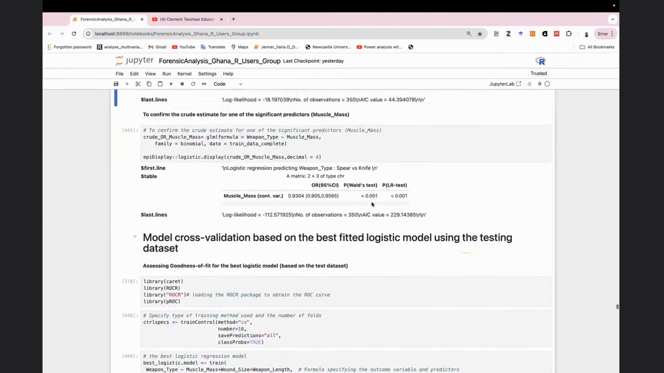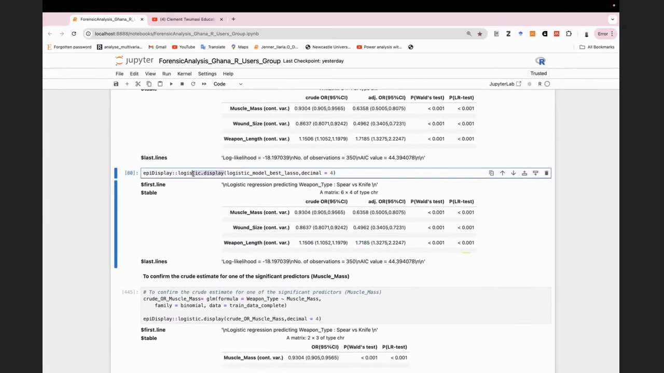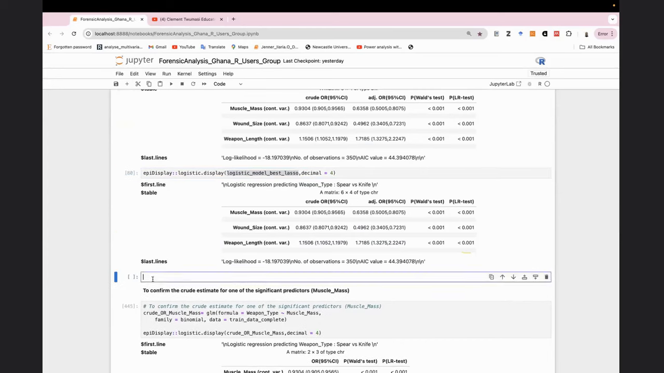Okay, so now we fitted the model based on the training data, and this is the interpretation. One interesting thing about odds ratio is that it helps you to assess which variable is the most important. You notice that the wound length has the highest odds ratio. Since it has the highest odds ratio, it means the wound length is the most important predictor of the weapon type, followed by the muscle mass, and then the wound size. And the interesting thing is that in R, there is a certain function, I think it's called varImp.